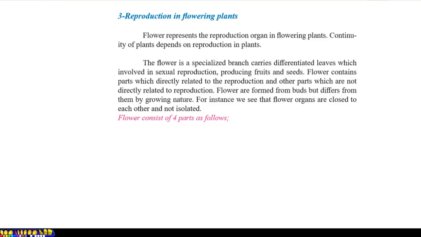Reproduction in flowering plants. The flower represents the reproductive organ in flowering plants. The continuity of a plant depends on its reproduction. It is the aim of reproduction, which is the continuity of generations.